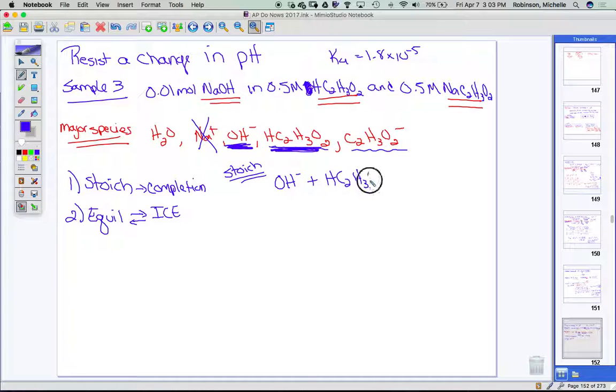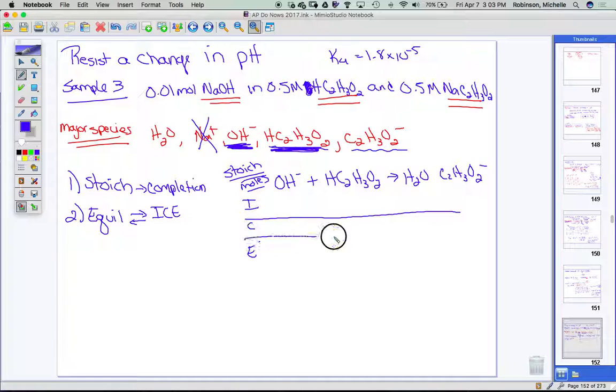And what is it going to make? Water and acetate minus. Right. All right, so I'm going to use an ice table, but I'm also realizing I'm doing stoichiometry. And this one I do in moles. In this case, we can do it in molarity, but we're going to do it in moles because we had that solid.